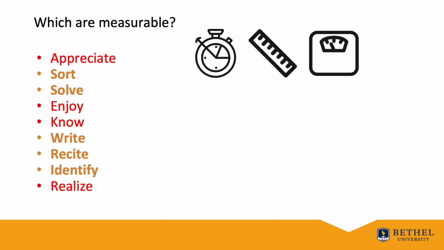Solve, sort, write, recite, and identify are the measurable verbs in this list. They are easily identified by a teacher as being accomplished or not, whereas the ones in red would be challenging and up for discussion at the very least. Choose your verbs wisely so that they are easily measured.